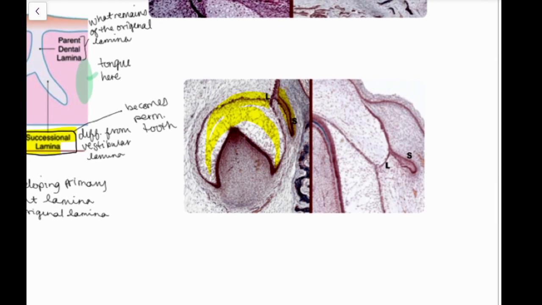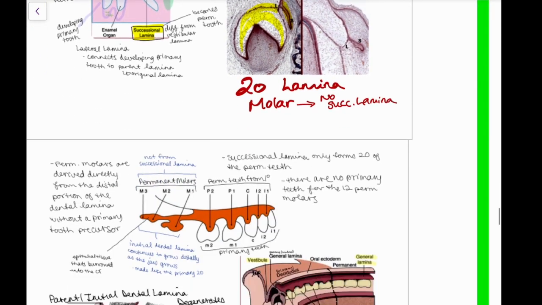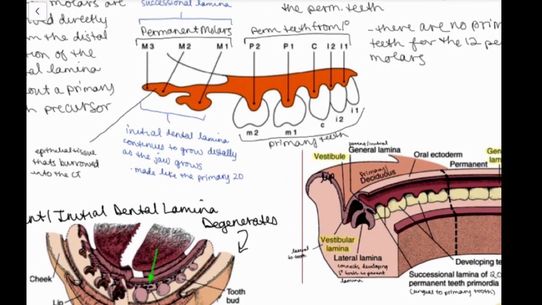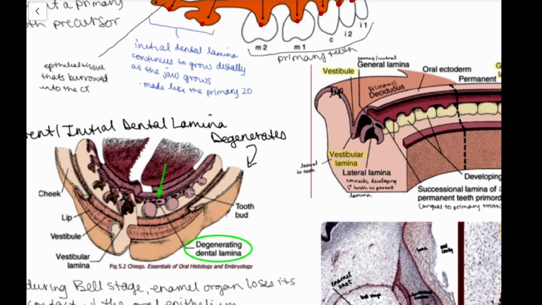And just know only the 20 placodes will get the lamina because molars do not initiate from their own lamina. No successional lamina because there's no one to succeed, no one to come after. So once again, this figure is just showing how there is lamina for every tooth, whereas molars just kind of grow in the back, and as the jaw grows, they will start erupting. The teeth will come out in the space.